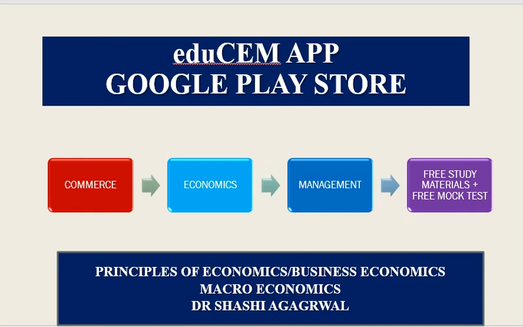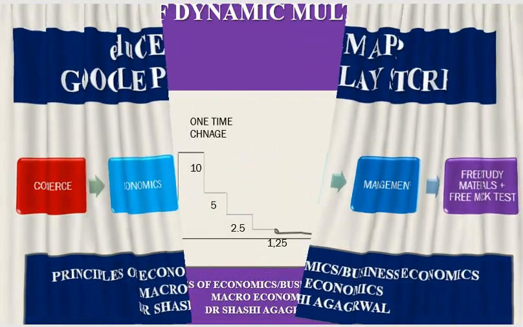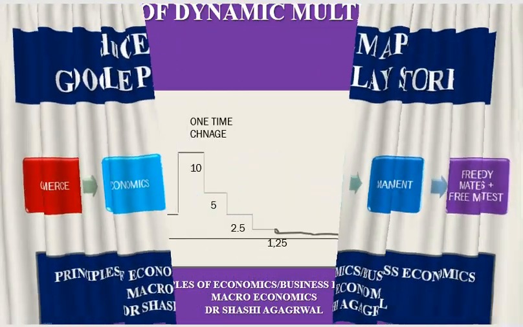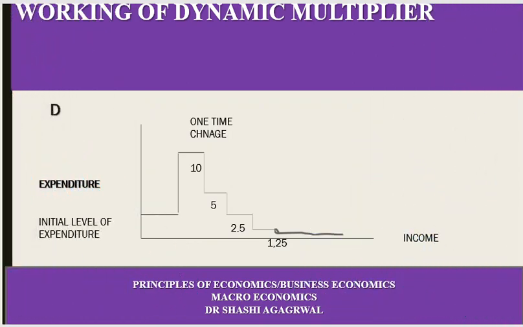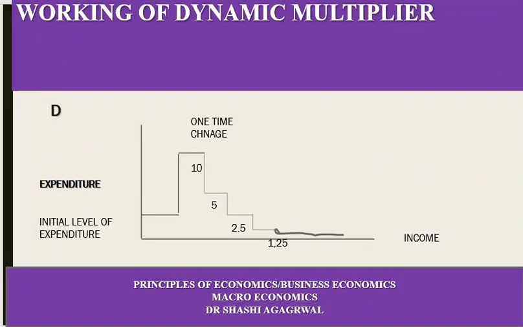Today our topic is the working of the multiplier. In this video we are going to understand the working of the dynamic multiplier. In the previous video we understood the working of the comparative static model. This question is very important: explain the working of the multiplier, or the working of the dynamic multiplier. It is relevant for students of principles of economics, business economics, and macroeconomics.